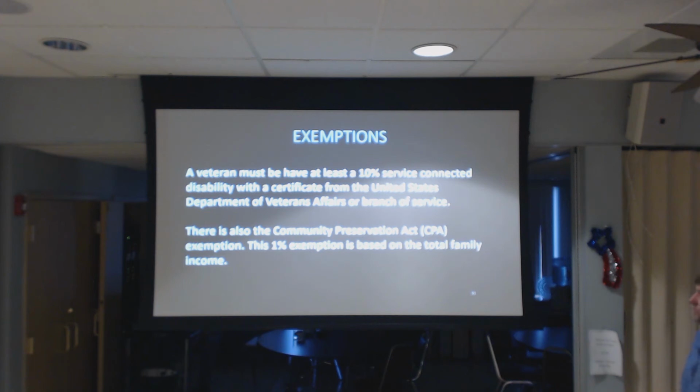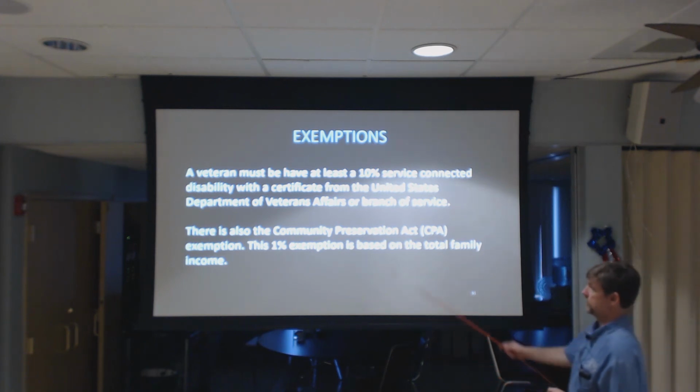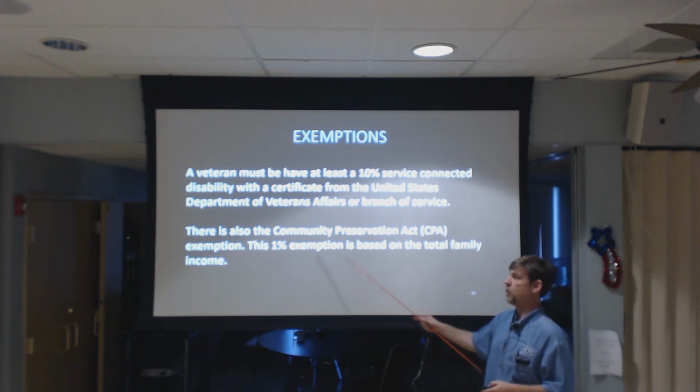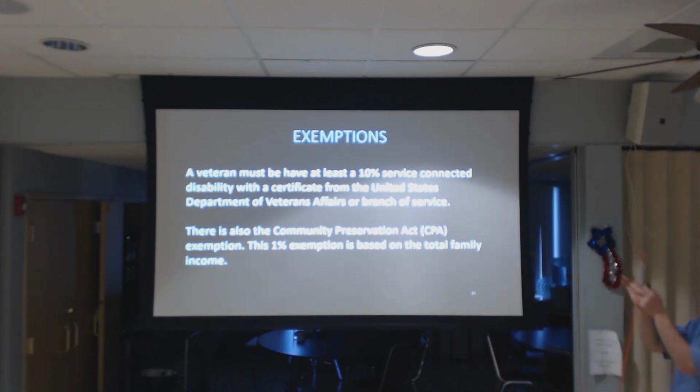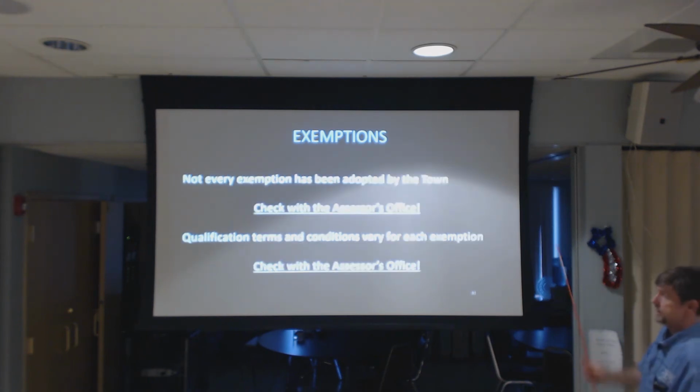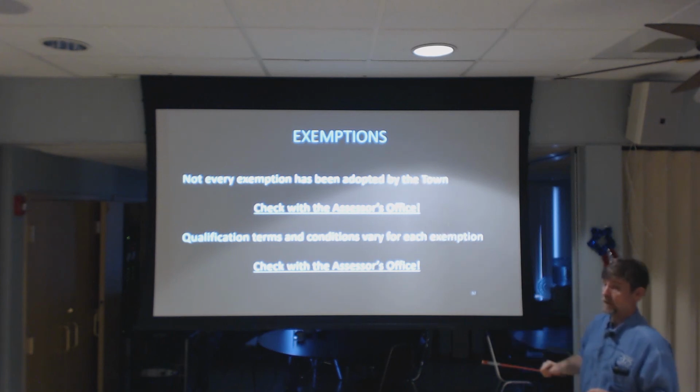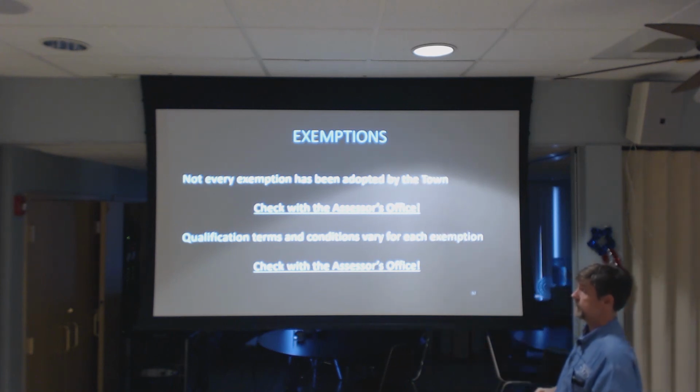And there's also what's called the Community Preservation Act exemption, and that's a 1% exemption that's based upon the total family income. So there are these different exemptions that you can apply for in order to get your tax reduced. Not every exemption has been adopted by the town. So if you read about an exemption online, that doesn't necessarily mean that we have it.